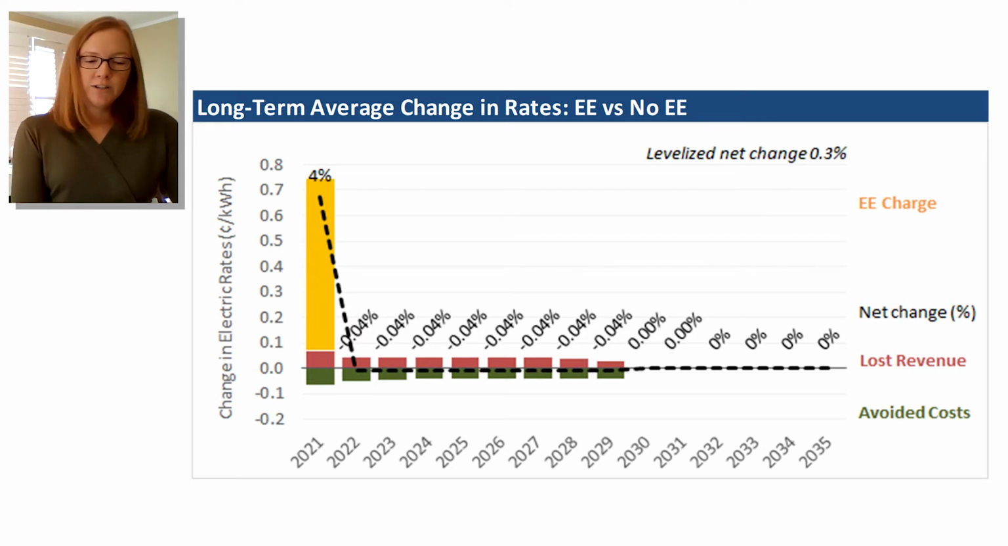So it's really important to take that first year cost and also look at the long-term net change over the life of these efficiency measures because they're very long-lived. Some programs have measures lasting out to 24 years. So it's important that not a traditional utility rate test is done where you're just looking at first year costs, because you see over time in that dotted black line, the net change for all customers is only an increase of 0.3%. So it really does decline significantly when you look at the long-term impacts of all of these factors combined.